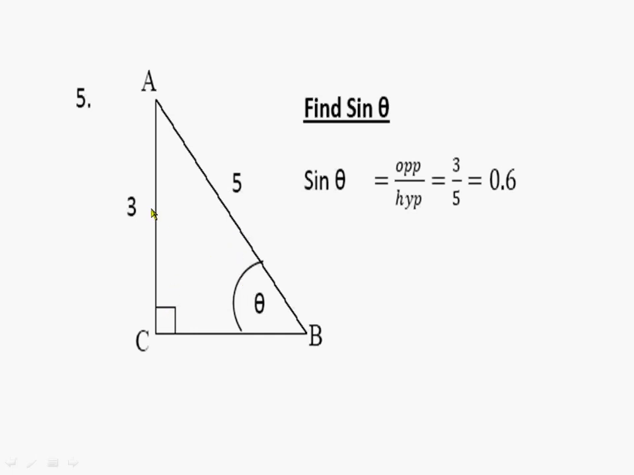Sin theta is opposite over hypotenuse. Opposite is 3, hypotenuse is 5. So sin theta will be opposite over hypotenuse, which is 3 over 5. When you work that out, that equals 0.6.